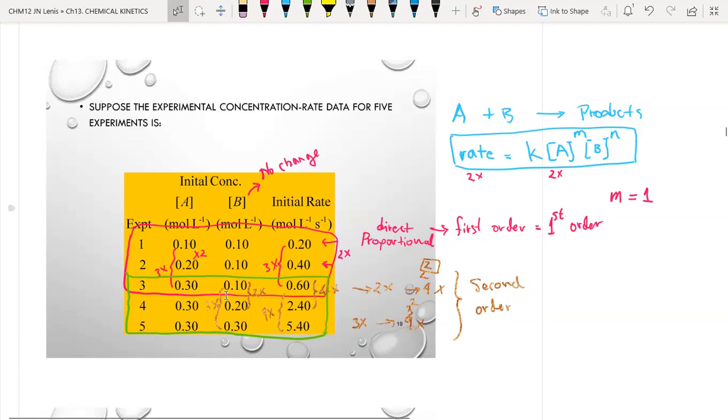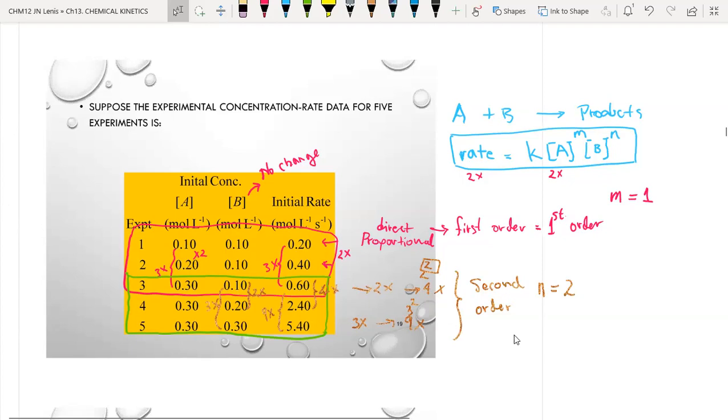Therefore, the exponent of B in the rate law, which is the letter n we were using, is 2, second order. You say second order. And that's how you find the orders of the reaction. Using experimental data, you put it on a table like this, and then you do the analysis, exactly the same way I did it.